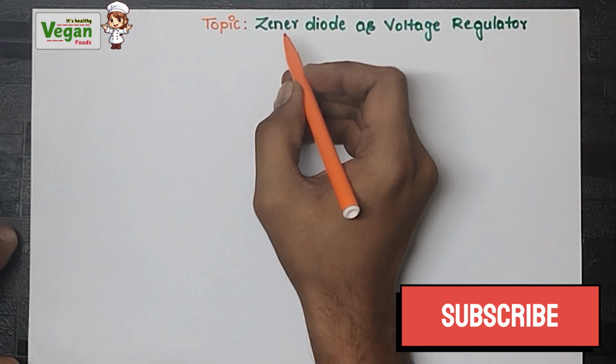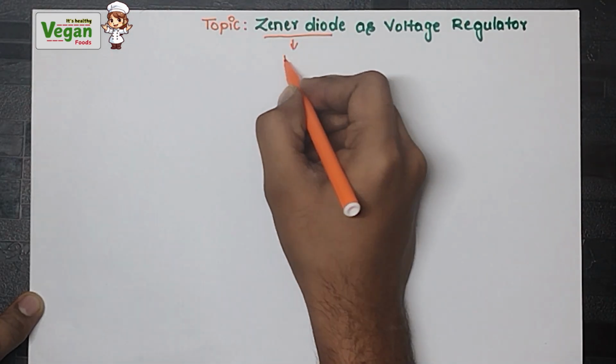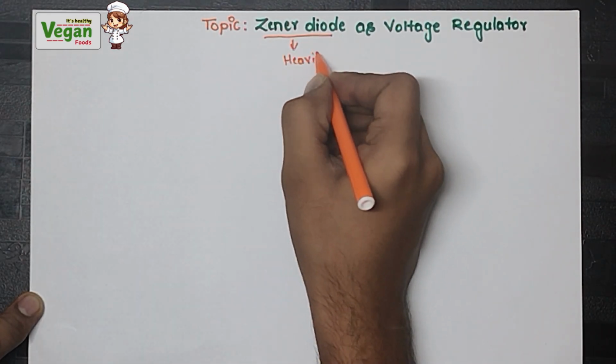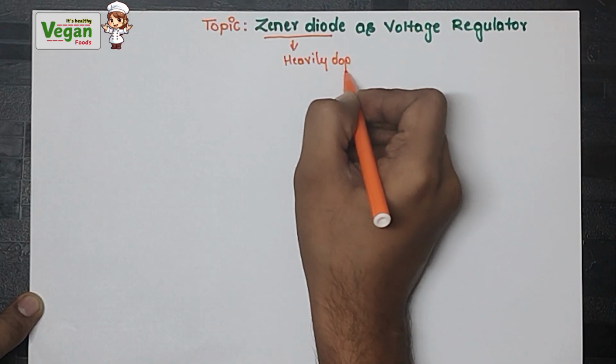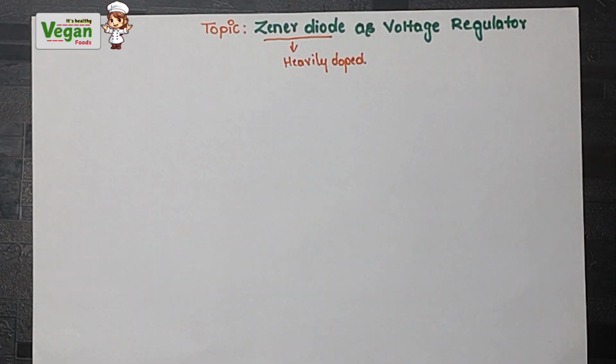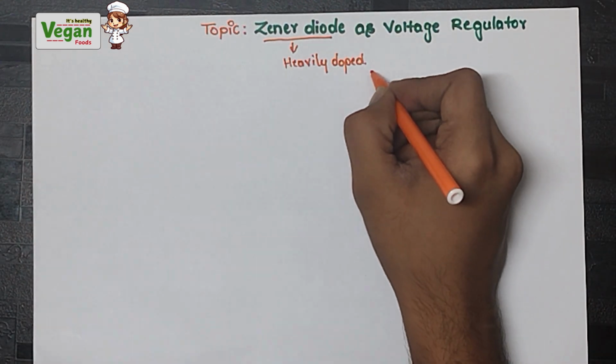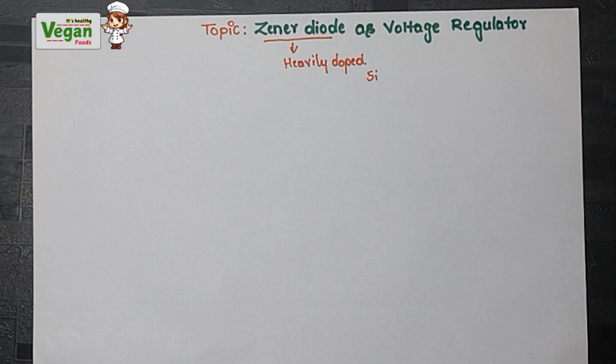So, Zener diode. This Zener diode is a heavily doped diode. Let's discuss what doping is. Doping is a process in which impurities are added to a semiconductor material. For example, let us take silicon.